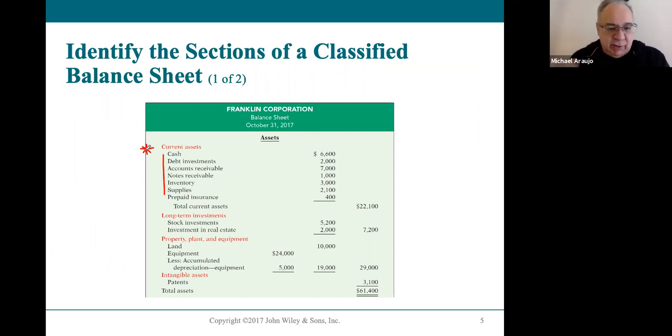So you already have been introduced to cash. So you already know what cash is from the previous chapter. You've already been introduced to accounts receivable. You've already been introduced to supplies, and you've already been introduced to prepaid insurance, all from chapter 1. Okay. So you already know what those accounts are about. What you haven't been introduced to yet are the rest of them. Okay. So let's go over them.